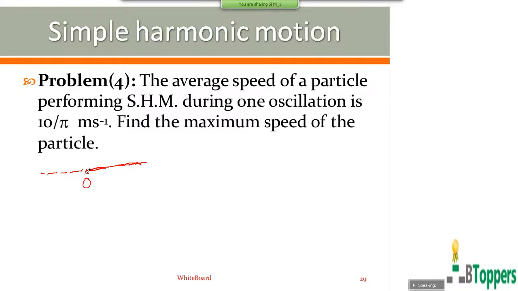So in the particle, let O be the mean position for oscillations. Let E1 be one of the extreme positions, and E2 denote the other extreme position. The distance between the mean position and one of the extreme positions will be equal to the magnitude of the displacement, the amplitude. So when the particle moves from one extreme position to the other extreme position, the distance covered is equal to 2 times the amplitude.